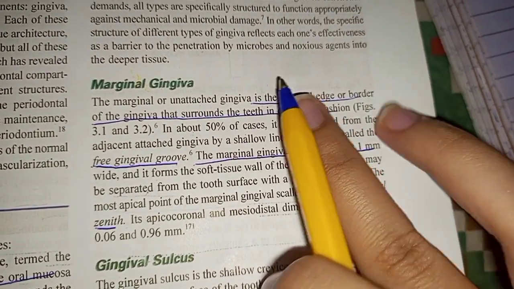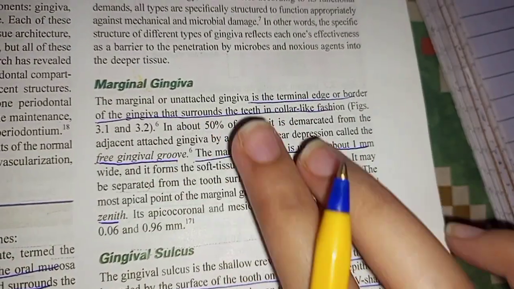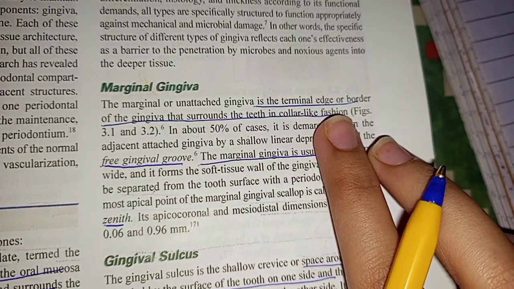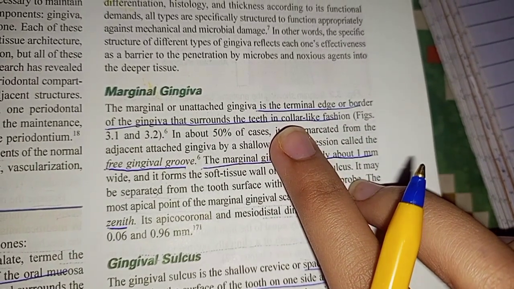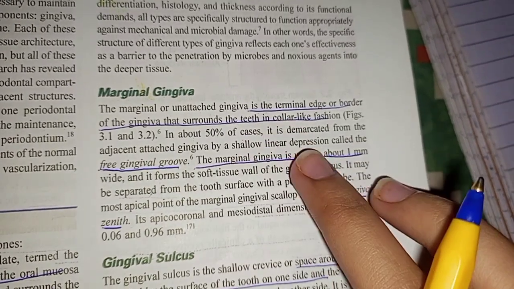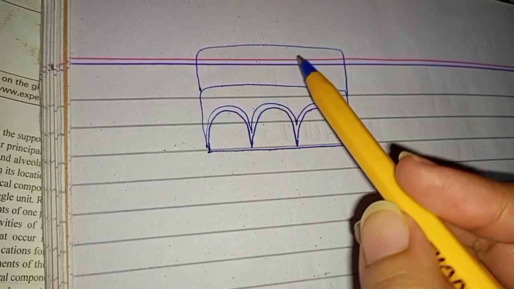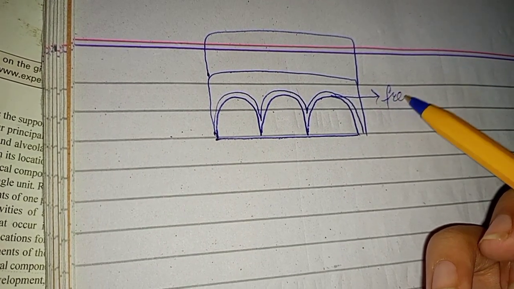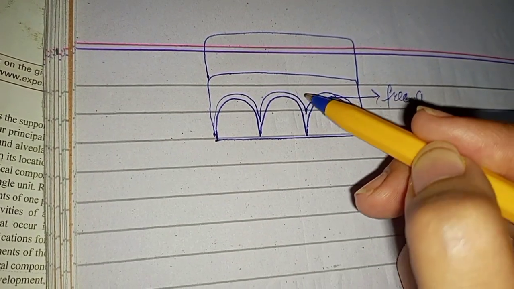Let's start. It is the terminal edge or border of the gingiva. Basically, it is like a border that goes around the teeth in a collar-like fashion. Like you have seen your father's collar, it is just like that, basically. I can show you that this is your free gingiva.